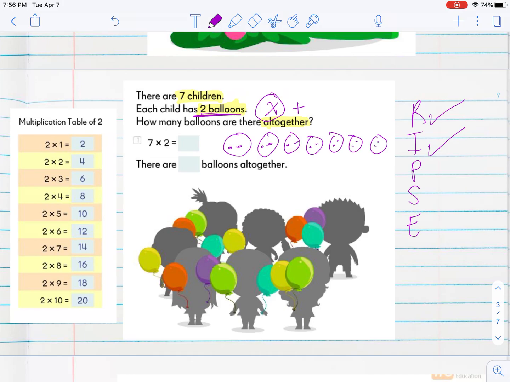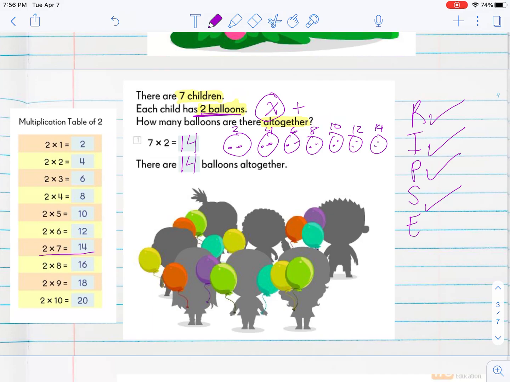Okay, this one I can skip count by 2 to count. All right, so I can count 2, 4, 6, 8, 10, 12, 14. There are 14 balloons altogether. I can plan, I've solved.